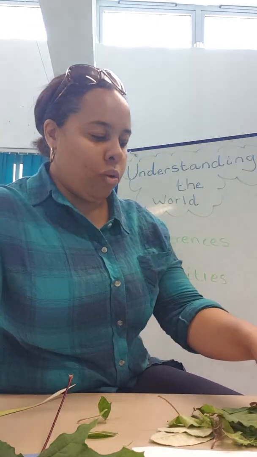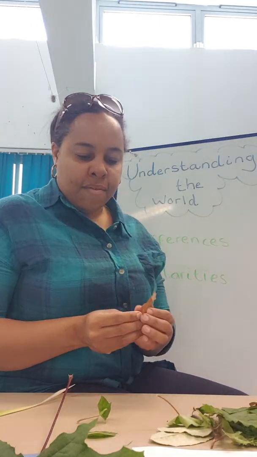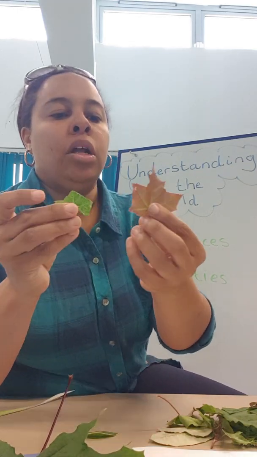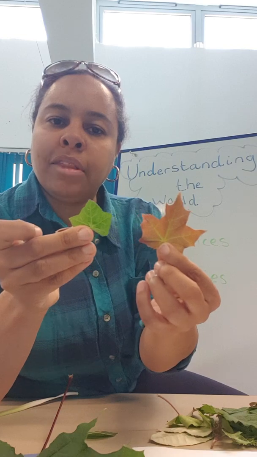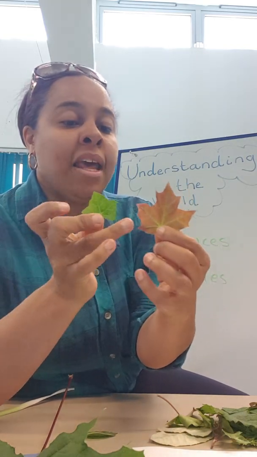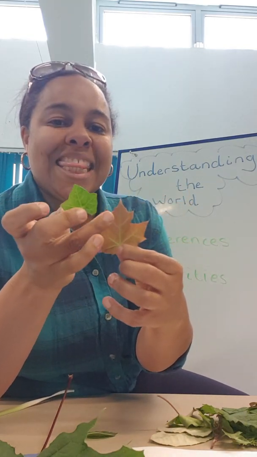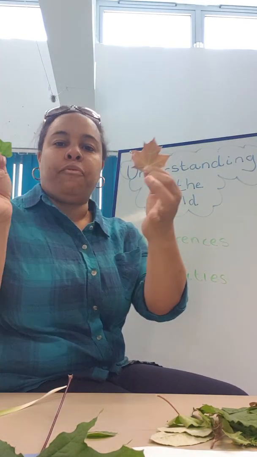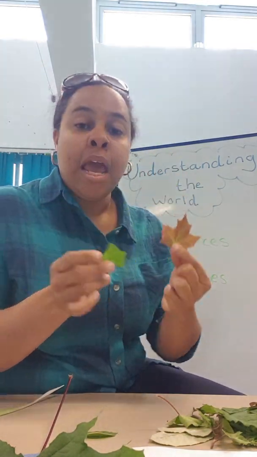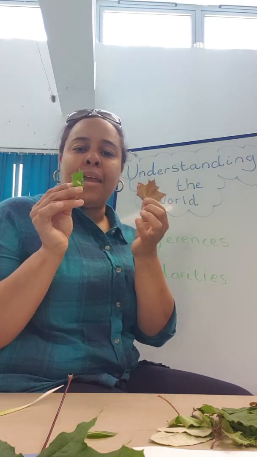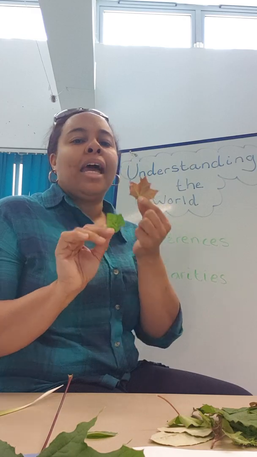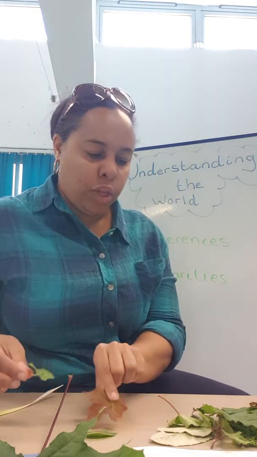So I just want to show you that even though these 2 are the same shapes, look at them. Very different, aren't they? So although they're similar in their shapes, they're very different in their colour. So there is a similarity and a difference between these leaves. You can pick up 2 of your leaves and have a look and see if you can find something that is similar and something that is different with your leaves.